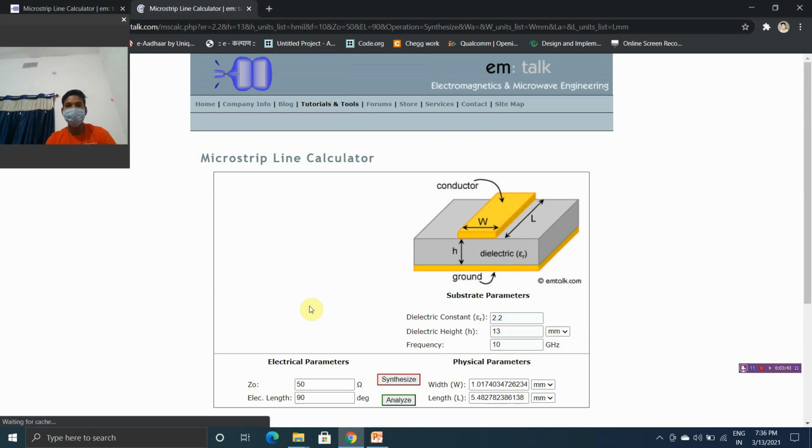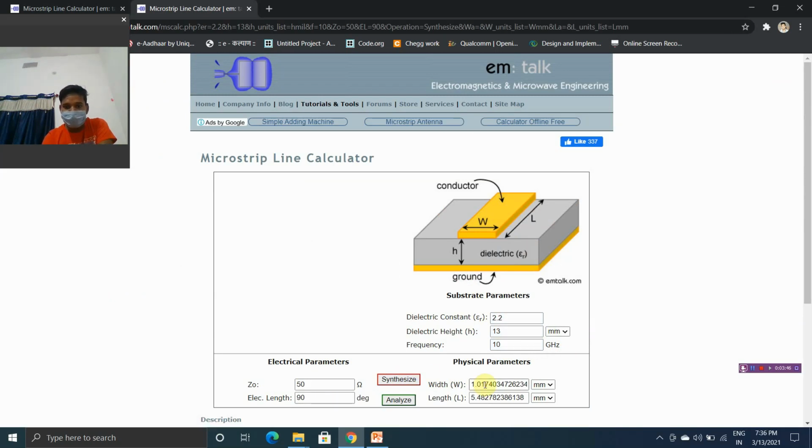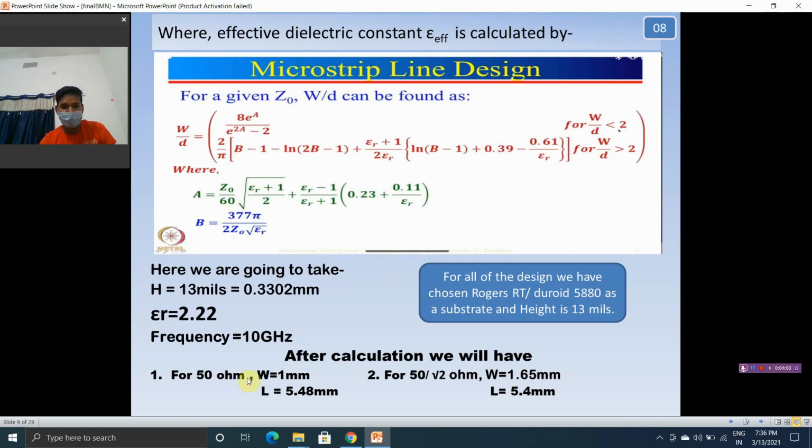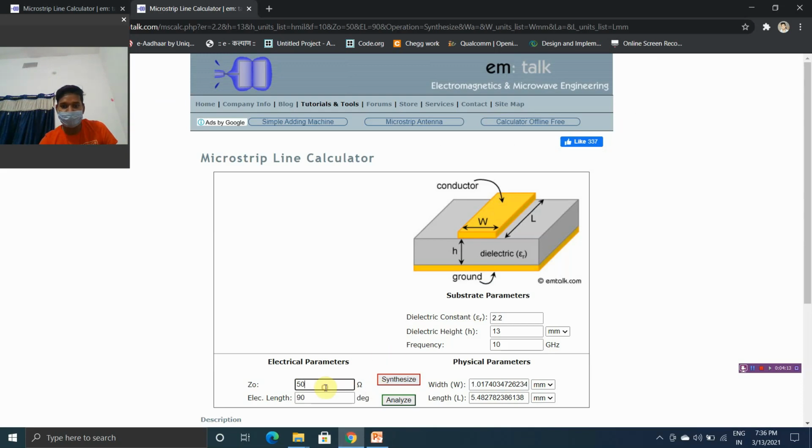Hit synthesize, and you can see that the width of our transmission line is 1.01 and, for lambda by 4 length, the length is 5.48. As you can verify from here, the width is 1 mm and the length is 5.48 mm. Similarly, we can calculate for 50 by root 2, which is 35.5 ohm. We can synthesize from here again and calculate.